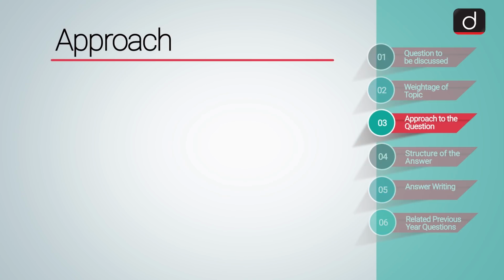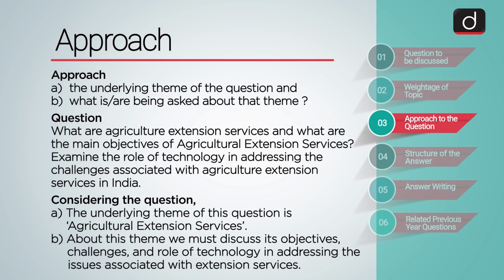Shifting towards how to approach the question. In general, there are two things we must understand with respect to a question: the underlying theme of the question and what is or are being asked about that theme. Now, let us look at the question again. What are Agriculture Extension Services and what are the main objectives of Agricultural Extension Services? Examine the role of technology in addressing the challenges associated with Agriculture Extension Services in India. The underlying theme of this question is Agricultural Extension Services. About this theme, we must discuss its objectives, challenges, and role of technology in addressing the issues associated with extension services.